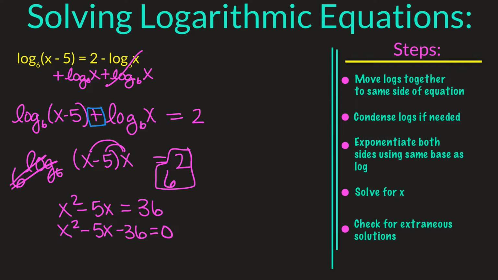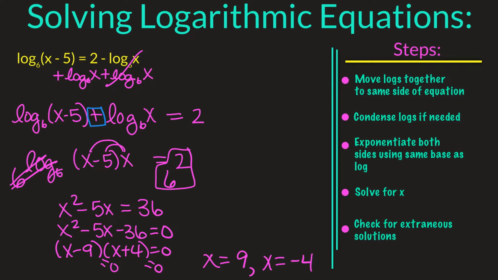And luckily this does factor. This factors as x minus 9 times x plus 4 equals 0. Again, to solve that, we need to set both of those equal to 0. So we're going to get x equals positive 9 and x equals negative 4.